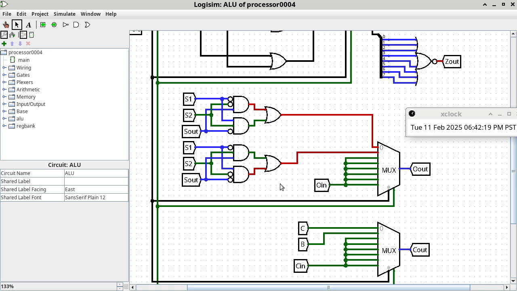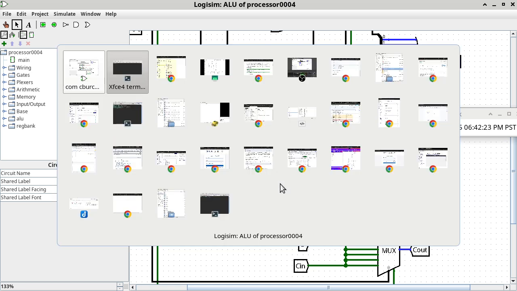So are we doing okay so far? Okay. All right. Excellent.